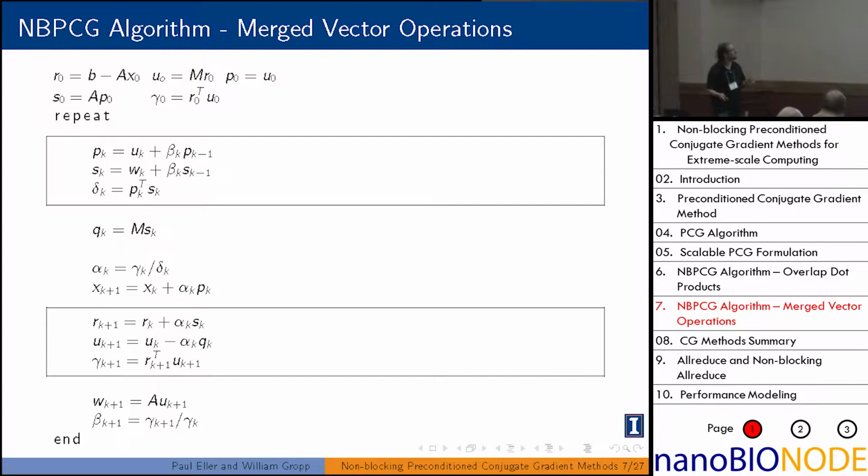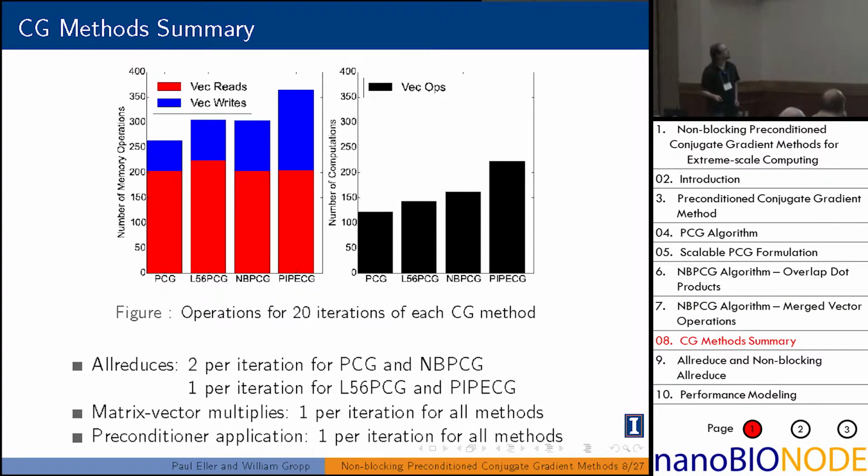And PCG does something similar to this to limit the impact of the extra operations. So this slide basically shows a summary of these methods and the costs. In particular, we note that the reads, that number is pretty similar on all of the different methods. The writes, however, increase a bit for the rearranged methods.